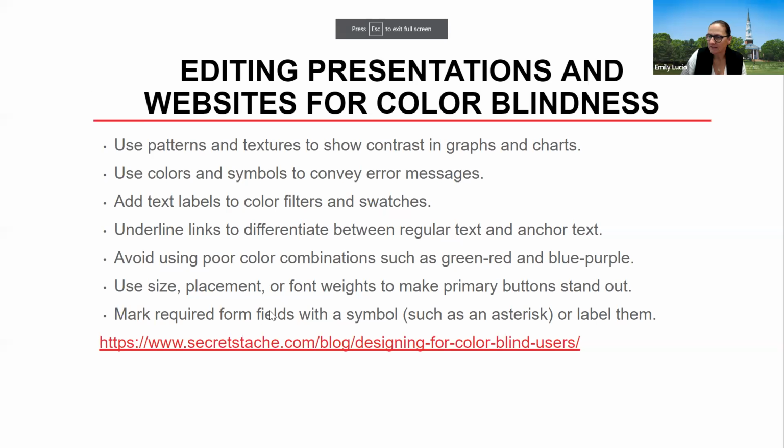Okay, let me go back to the slideshow. One other thing I want to mention that sometimes people don't always think about is color blindness. So when you're creating a website or presentations, please keep in mind patterns and textures, colors and symbols. I mentioned earlier our media website that talks about accessible media. A lot of this is on there. Underline links to differentiate between regular text and anchor text. Avoid using poor color combinations such as green, red, blue, purple. And then there is a link here about color blindness and designing things for color blindness.